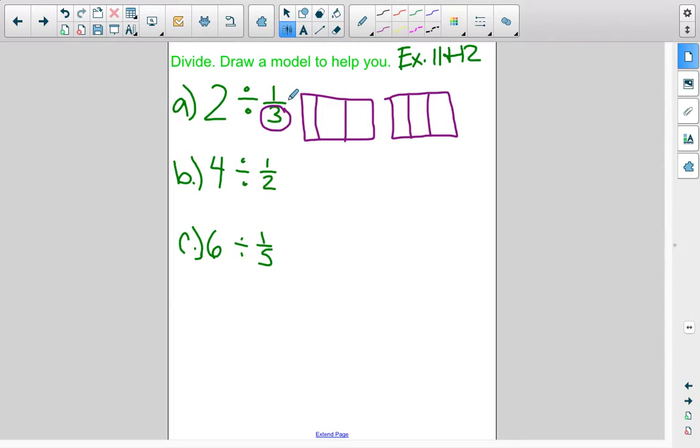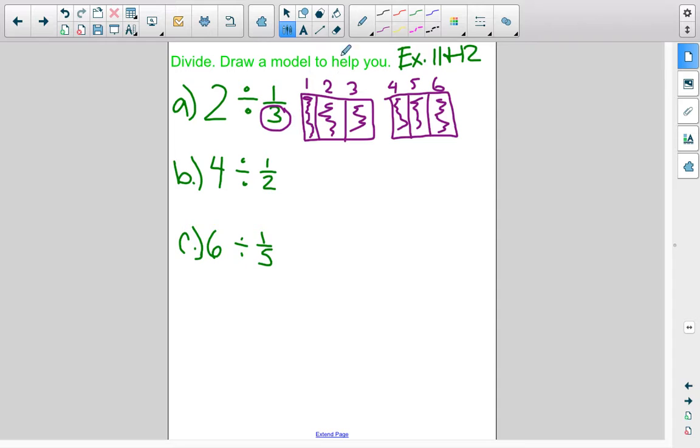Now, I need to shade in 1/3. Well, this is 1/3. This is 1 out of 3. This is another 1 out of 3. And so forth. Another 1 out of 3. And another 1 out of 3. So therefore, we have 1, 2, 3, 4, 5, 6 groups of 1/3 that I can fit in 2 whole blocks.